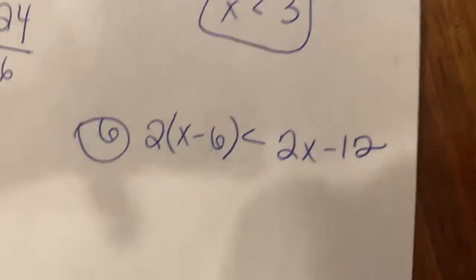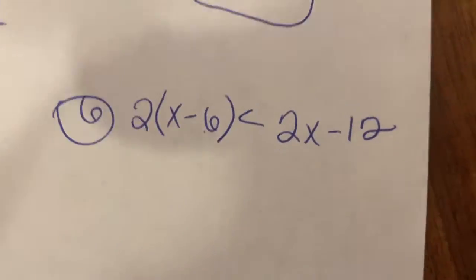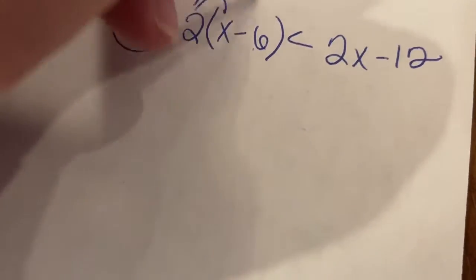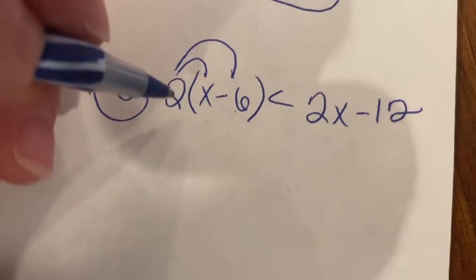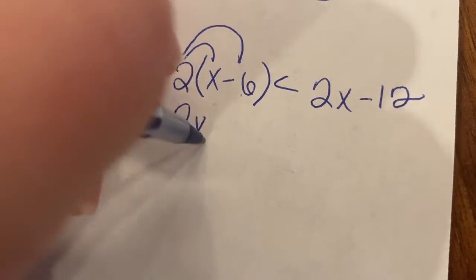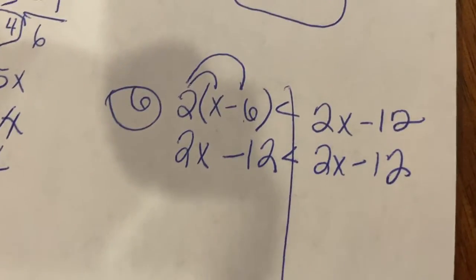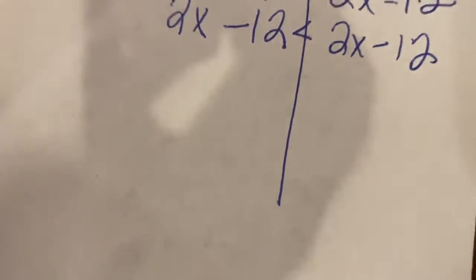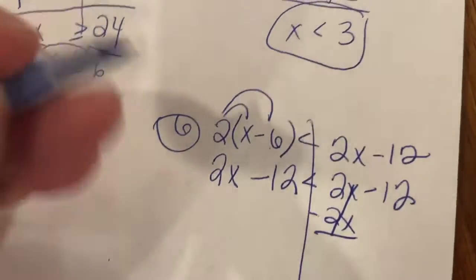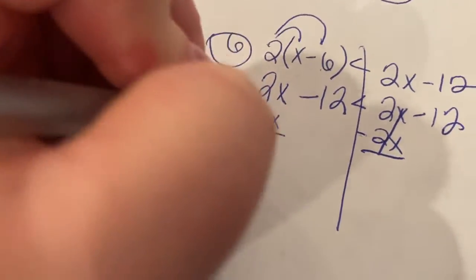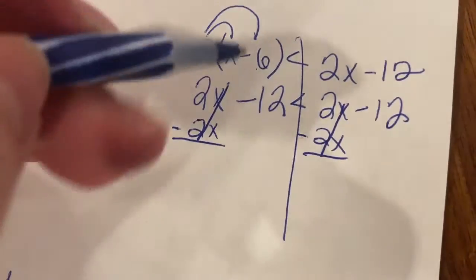All right, let's look at number 6. Again, we've got parentheses. So we're going to simplify by distributing. So 2 multiplied by x is 2x. 2 multiplied by negative 6 is negative 12. Bring down the symbol. Bring down 2x minus 12. Okay, so let's take a look at this. Let's subtract 2x to make this cancel. And let's subtract 2x on this side. And it cancels there as well. So let's bring down what's left.